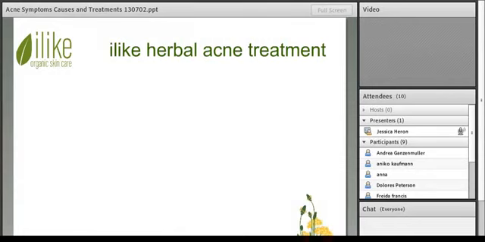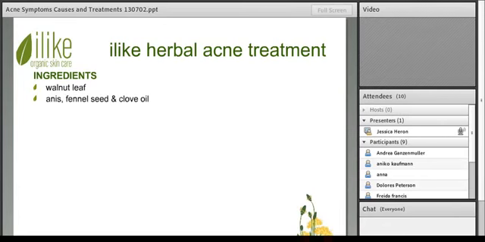And then you have your Elika Organic treatment products as well and ingredients. So let's overview what Elika Organic Skincare offers you. We have a lot of different herbs that we use in our Elika Organic Skincare products, and also treatment facials that will assist you with treating your clients.